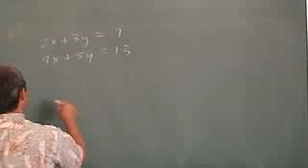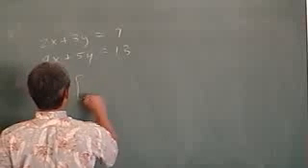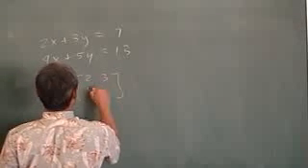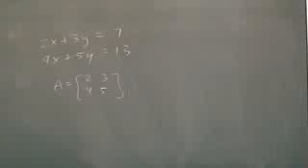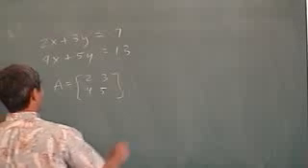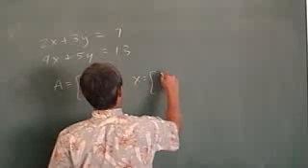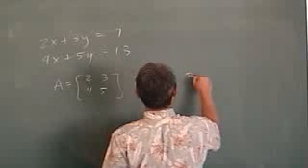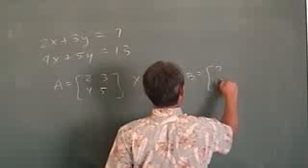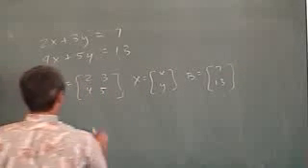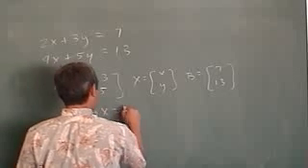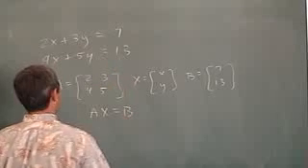So, watch what I'm going to do. First step, I'm going to call matrix A 2, 3, 4, 5. Where did these numbers come from? They're the coefficients of the variables. I'm going to call matrix X, x y, and I'm going to call matrix B 7, 13. Therefore, A times X equals B is the representation of this. You guys see that?